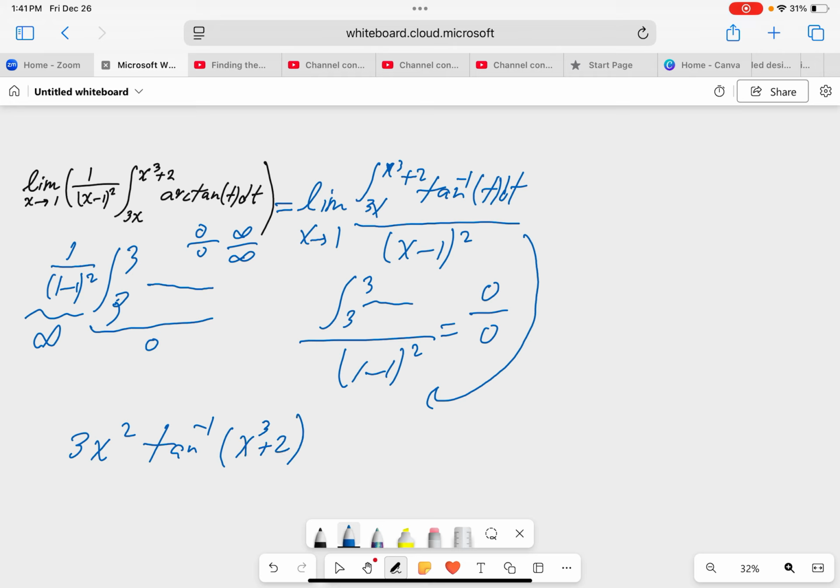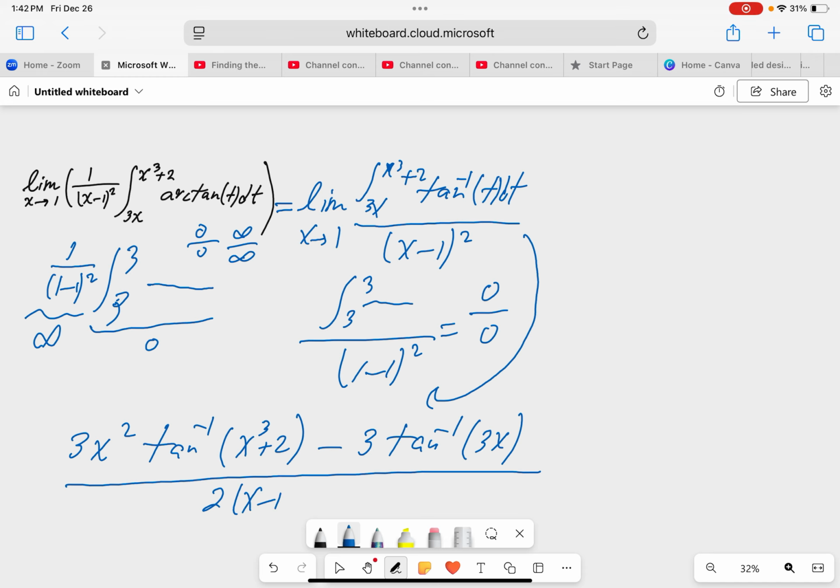And then you're going to say subtracting the, you take the integration of the ending of the interval of integration. So it's the derivative of 3x is 3, and then multiply by inverse tangent. Instead of t, you're going to put 3x. All right, so that's going to be our derivative for the numerator, and the denominator is going to be 2x minus 1. That's the derivative of the denominator.